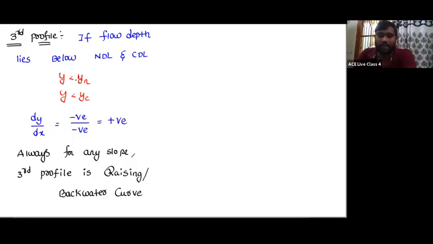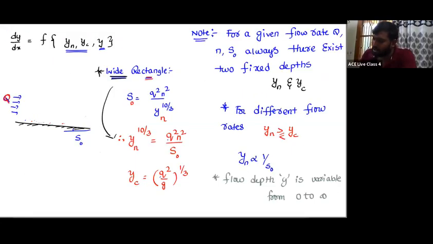If you find out yn and yc, the normal depth is going to be measured by means of Manning's equation. I have written it, right? How did I arrive at this equation? Manning's equation. And this is by means of the critical flow. You know how to determine the critical depth. Don't use this formula everywhere for yn, because this is for a wide rectangle.